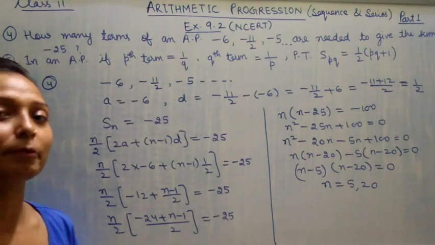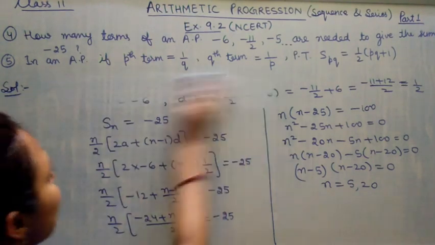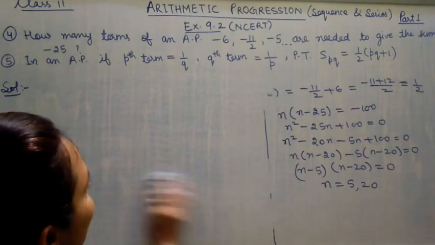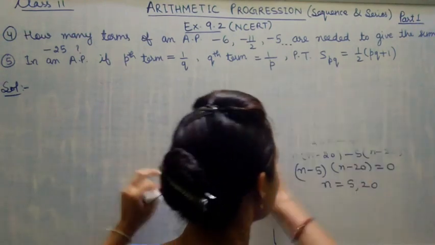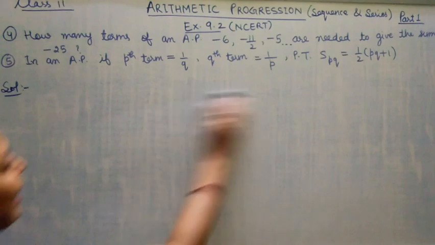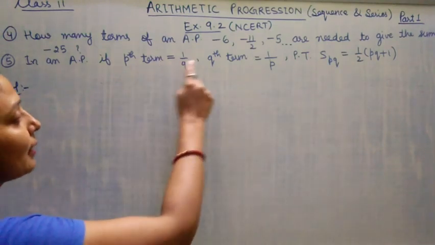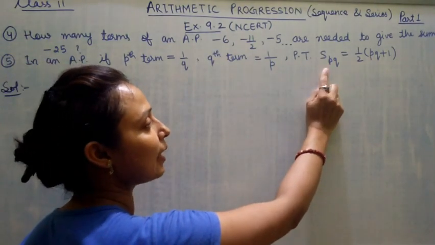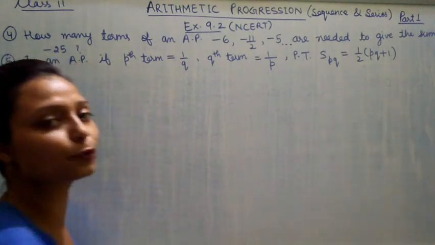Now come to question number 5. How can we solve question number 5? That is also very simple, but it is not in numerical values. It is in constant form, so you have to do it using the constant form. It is a little bit lengthy compared to the numerical values. Given the pth term is 1/q and the qth term is 1/p, you have to find the sum of pq terms, which should equal half of (pq + 1).